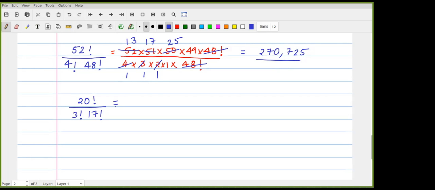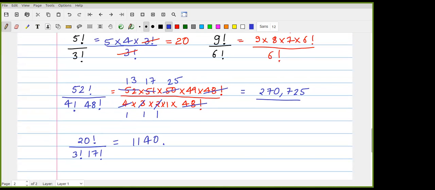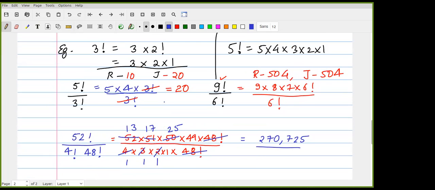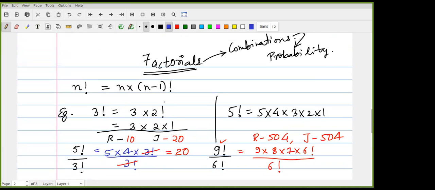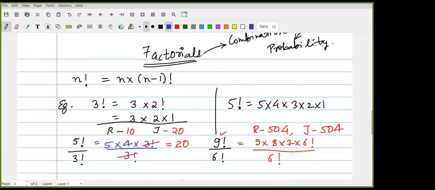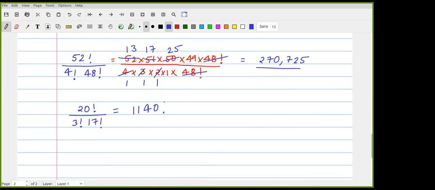1140. Okay. Janvi, your answer? 1140. Okay. Fine. So see, this is basically just the calculation part in factorials. Okay. Is this idea clear? Yes, sir. Okay.